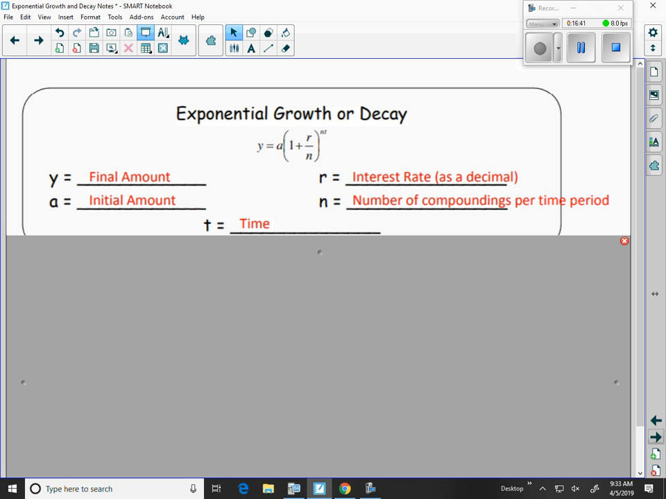When you look at your exponent, it's no longer x, it's n times t. T is time, so t kind of replaced x in a way. But the n value will be here, and it will be in that exponent.